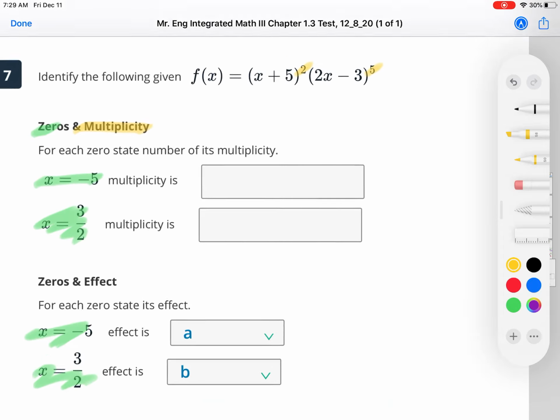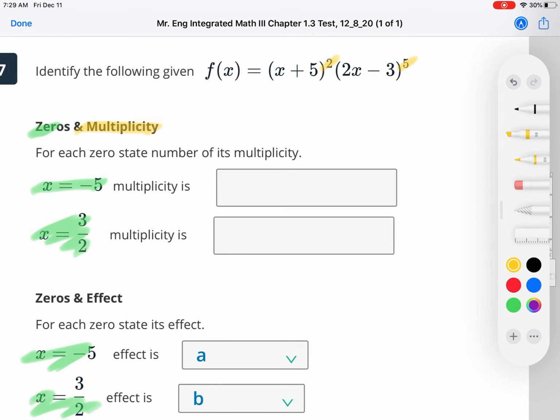Remember, it's kind of like you go shopping and I wish I could buy some Jordan shoes. Say I got a big pay raise and maybe I want to order 6 pairs of Jordan shoes, the same exact ones because I want those for the rest of my life. The quantity in which I order it is like multiplicity. So the multiplicity for -5 is 2, and the multiplicity for x equals 3/2 is 5.